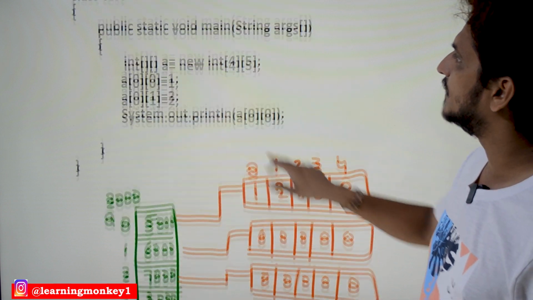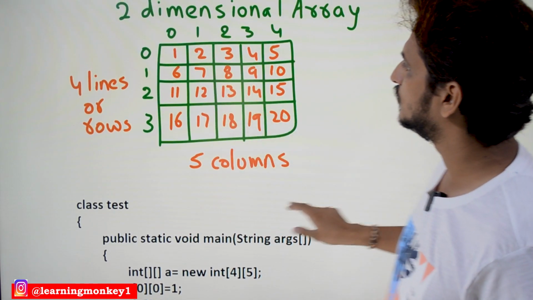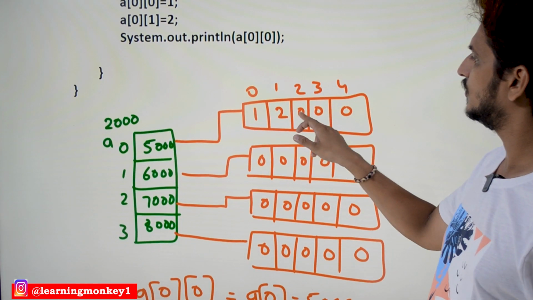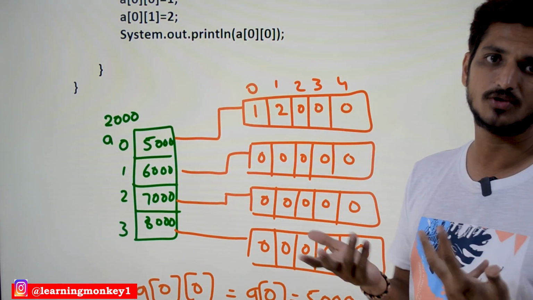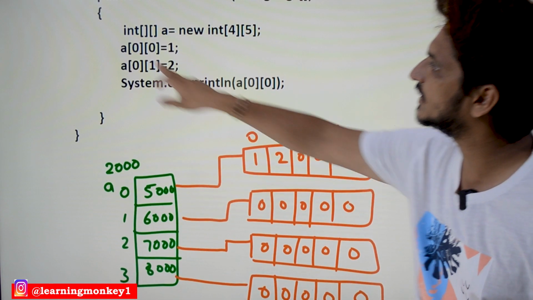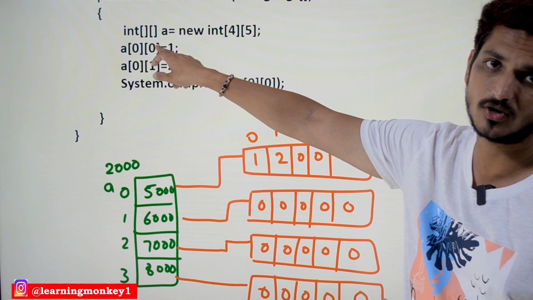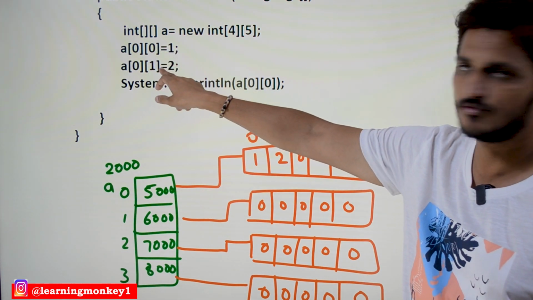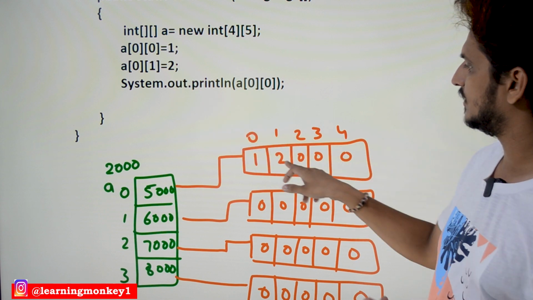See the first elements. 1, 2. Remaining by default it is going to store 0 values. Because in the code we have written 0th line, 0th column, 0th line, first column. 1, 2.